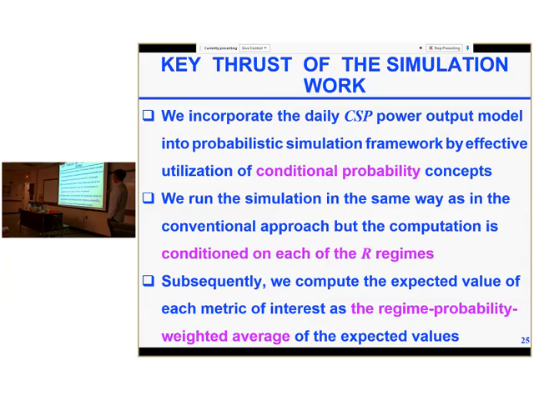After constructing the CSP output, we utilize the conditional probability concept to incorporate the probabilistic CSP power output model into the production simulation framework. The simulation is run in the same way as in the conventional approach, but the computation is conditioned on each of the R regimes we constructed previously. Subsequently, we can compute the expected value of the metric of interest as the regime probability weighted average of what we get from each computation.